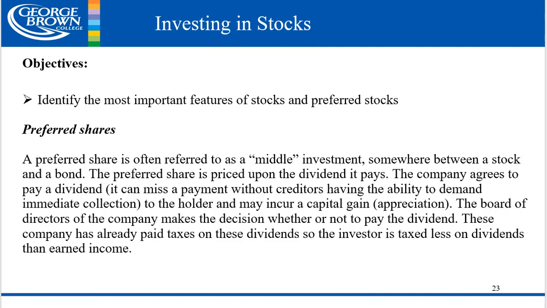So we've talked a little bit about common shares, and most of our students have basic familiarity with common shares. They give the investor the right to vote. They give the investor a dividend, which is declared by the company and it's not guaranteed. But if we look at preferred shares, a preferred share is often referred to as a middle investment, somewhere between a stock and a bond.